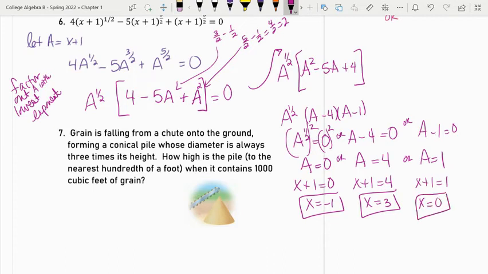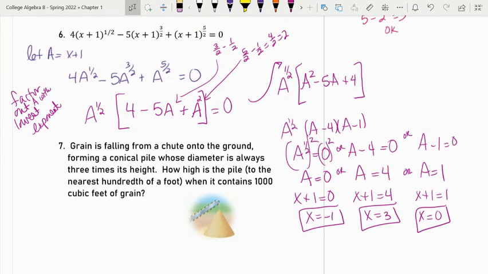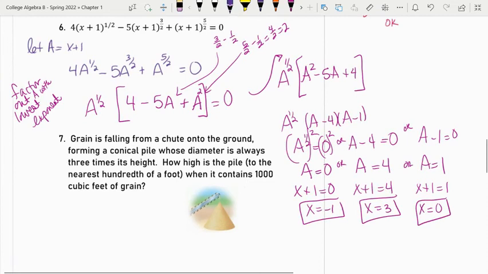And then realize we're dealing with square roots. When I have x plus 1 to the 1/2, that's really the square root of x plus 1, so we need to do checks on these. So we have to check all these.